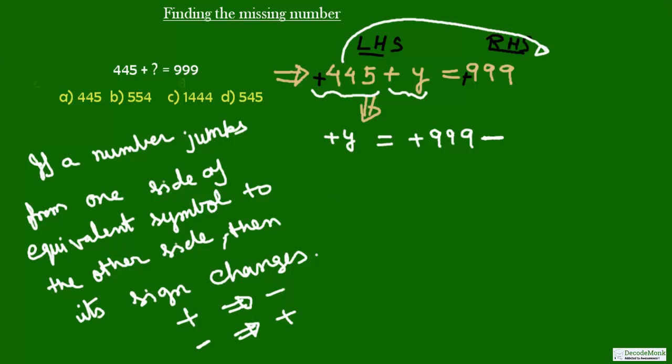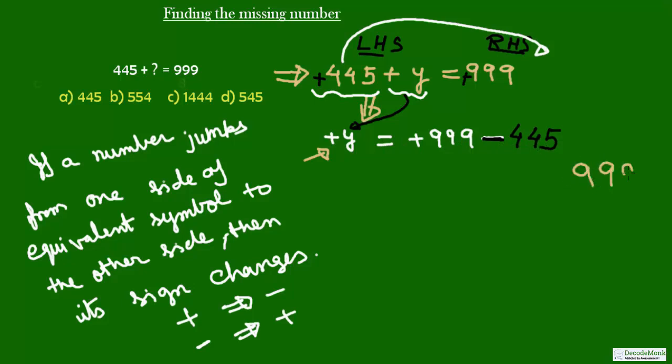So 445 jumped to the other side, the symbol will become minus, because the symbol was plus on left hand side, it will become minus after jumping into the right hand side. So minus 445. And this plus y will remain as it is on the left hand side. Why are we putting plus with y on the left hand side and keeping it solitary? That means we are keeping this y alone on left hand side, because we have to find out the value of y. So plus y equal to plus 999 minus 445.